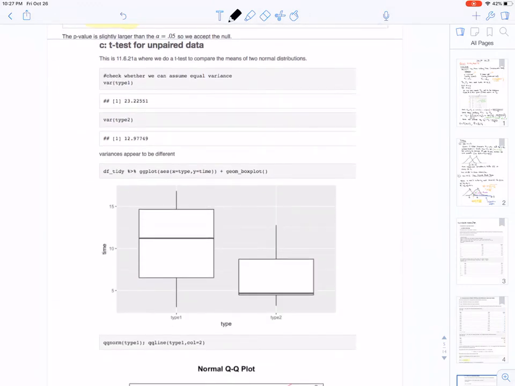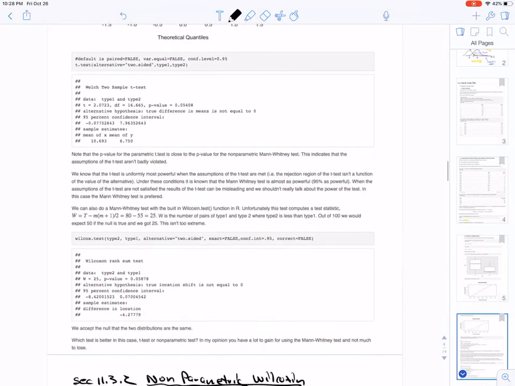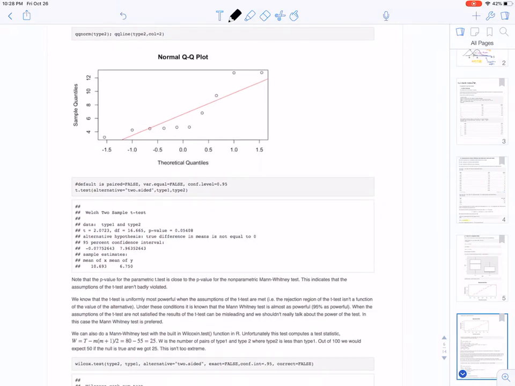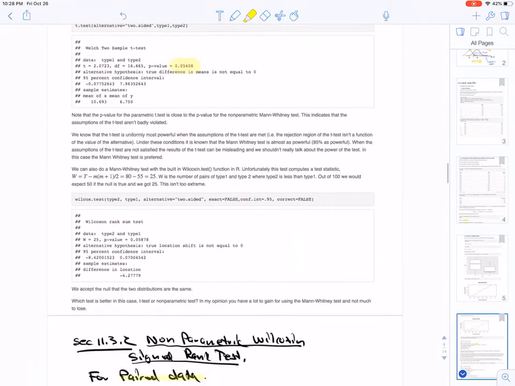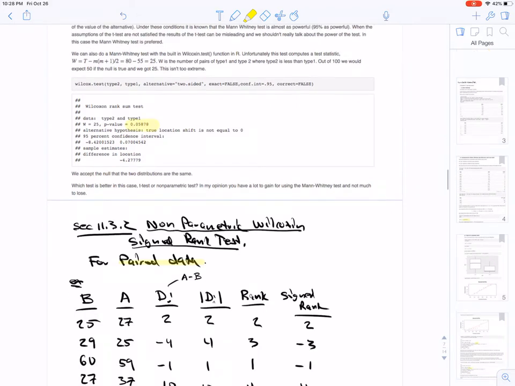Now, if we just go ahead and use a t-test, then we'll see that we actually get a very close p-value, in this case 0.054, and so that lends credibility to the t-test, that the assumptions for the t-test are satisfied, even though this QQ plot looks rather suspect. And then we also do a Wilcoxon rank sum test, and we get a similar p-value here. So all are good in this case.